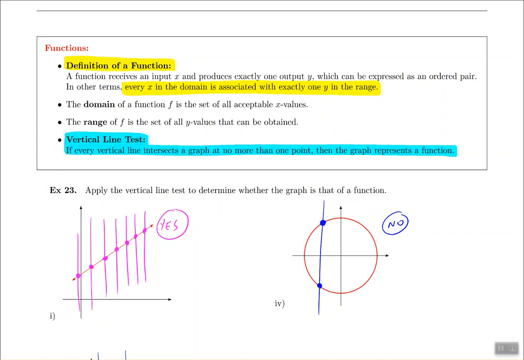So like I said previously, functions are very, very important because they can be used to model different scenarios in real life. So for instance, profits, costs, revenues are all modeled with functions. So functions are going to be very useful to us. As a matter of fact, we will do a lot of mathematics this semester involving functions.